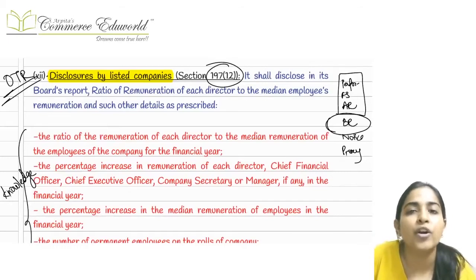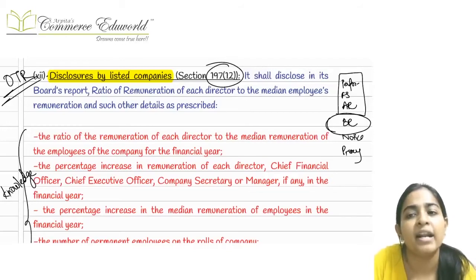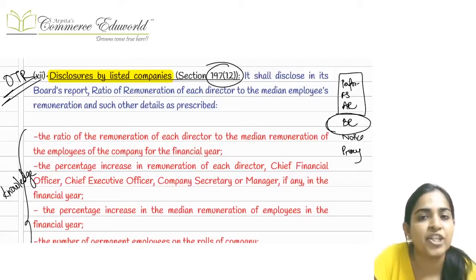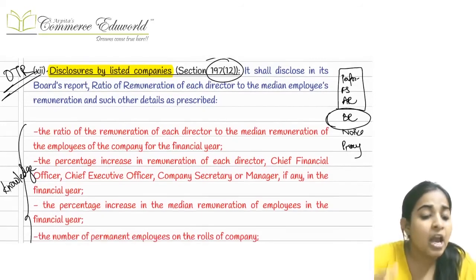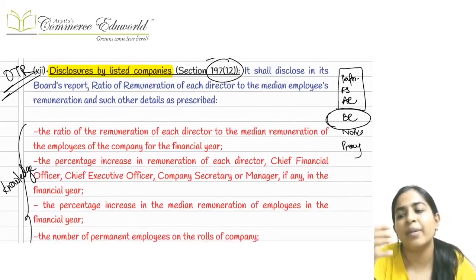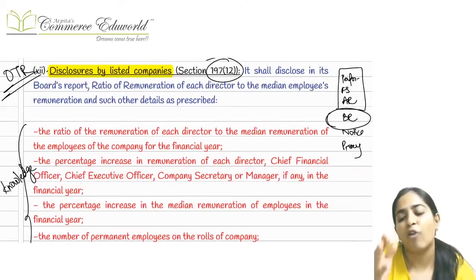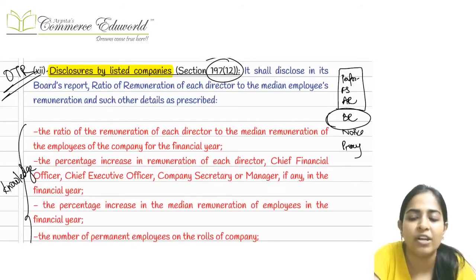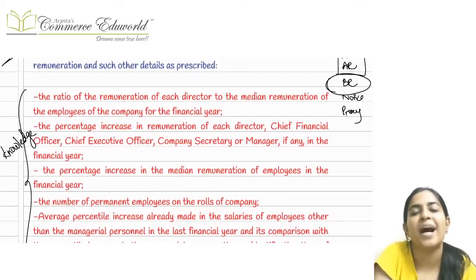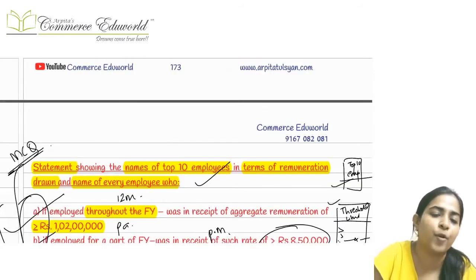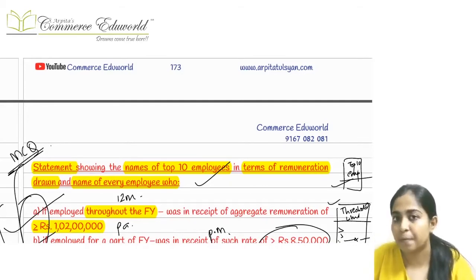This just talks about your disclosure. A listed company is required to make certain disclosures about the remuneration paid: the median remuneration paid to the employees in the company, and the median remuneration paid to the directors. How many directors do we have? How many employees? How many permanent employees do we have in the company? What is the remuneration paid to each of them? What is the qualification of each of them? How much increase compared to last year's remuneration has been given to these employees, directors, etc.? These disclosures have to be made specifically by the listed companies.